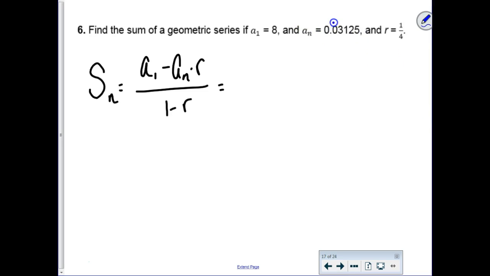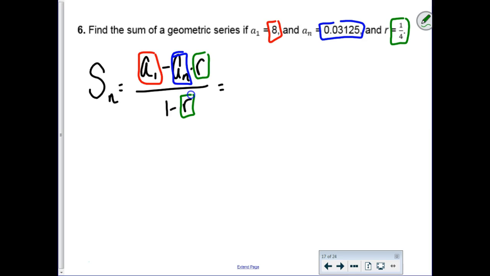So the nth term is this guy, so you're going to put that there. First term is 8, so you're going to put that here. And then common ratio is clearly a 1/4. Put that there and there. So in our calculator, we're going to need to open a parenthesis, and then type 8 minus 0.03125 times our common ratio of 1/4. There's no powers on it, so you don't need additional parentheses there. But you do need to close your numerator.